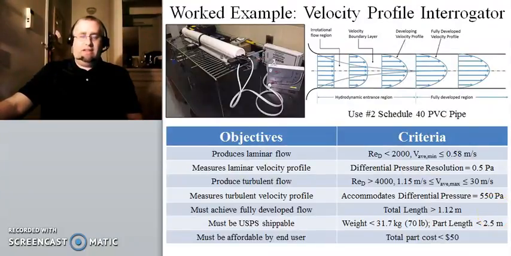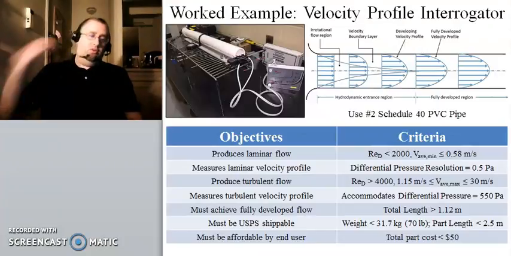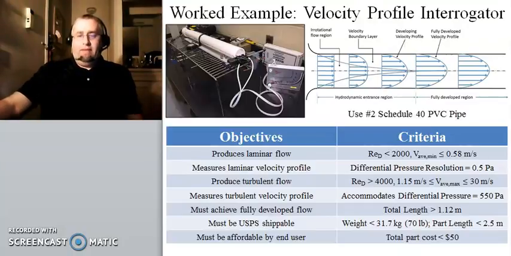So ultimately, this device has to be longer than that to allow the fluid time in its turbulent state to fully develop. It also has to be USPS, that's U.S. Postal Service, shippable. Meaning, if you go to the U.S. Postal Service website, you find that there's a weight requirement, which is less than 70 pounds, and there's a length requirement, which is essentially 108 inches. And so knowing that this pipe is about 3 inches in diameter, the part length has to be less than 2.5 meters. So that's where those specifications come from.